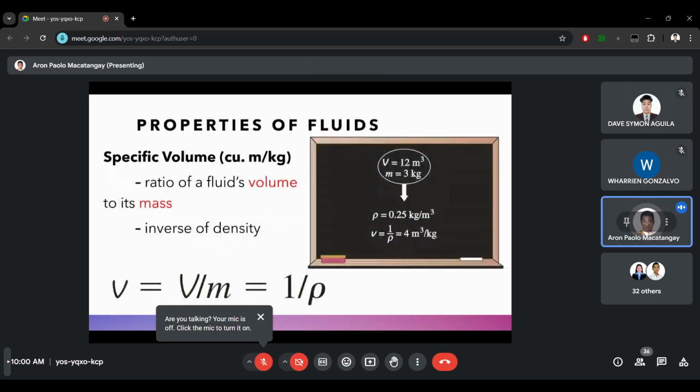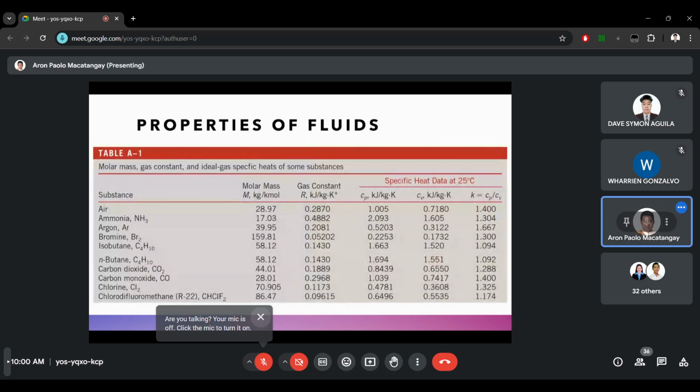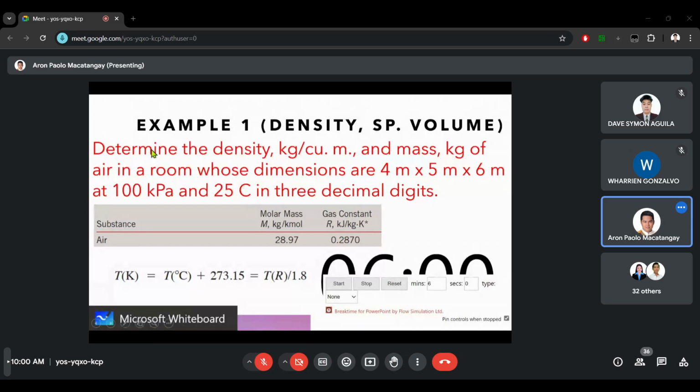Okay, so let's try to solve example 1. Determine the density in kilogram per cubic meter and mass in kilogram of air in a room whose dimensions are 4 meters by 5 meters by 6 meters at 100 kilopascal and 25 degrees Celsius, in 3 decimal digits. Okay? So this is how you would expect my problems to look like.